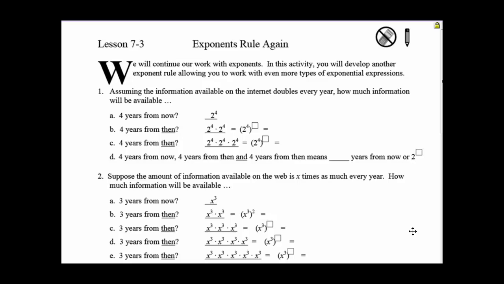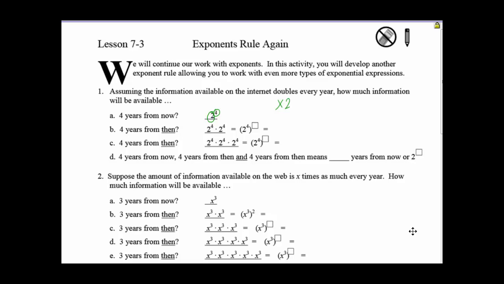If we look at number 1, assuming the information available on the internet doubles every year. If we think of doubles, we can think of multiplying by 2. How much information will be available 4 years from now? If it's doubling every year, our base is going to be 2, and if we're looking at 4 years from now, our exponent will be 4. So 4 years from now, we're going to have 2 to the 4th the amount of information that was available 4 years ago or today.